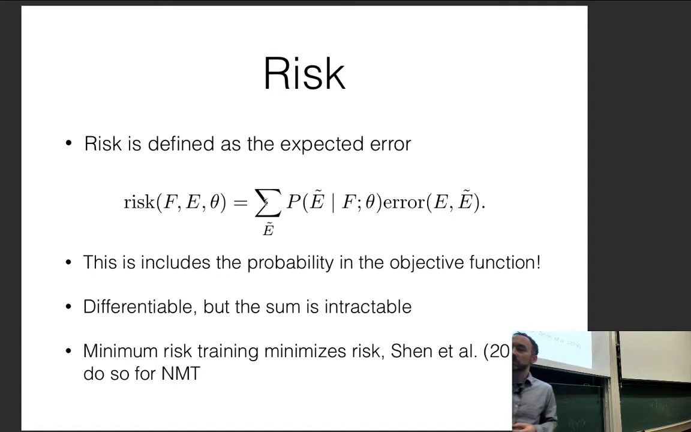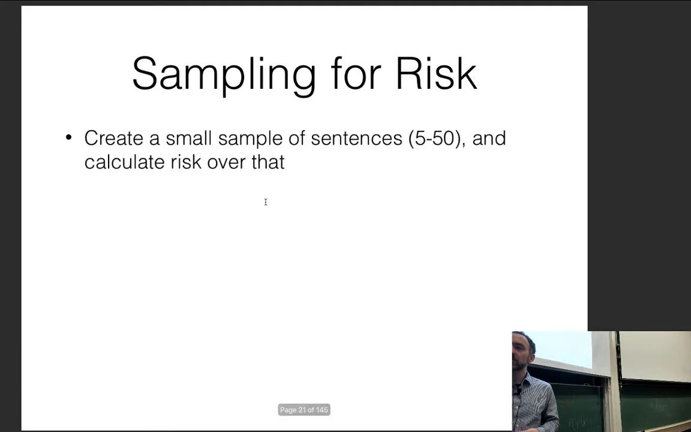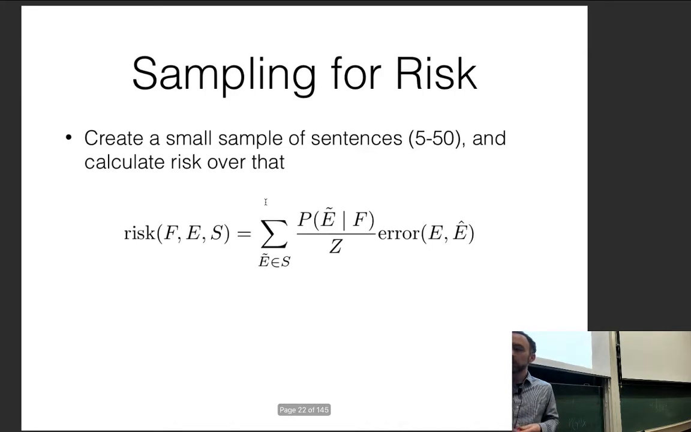So what minimum risk training attempts to do is, instead of attempting to optimize the log probability directly, it attempts to optimize this risk, basically. And the way you do this is you sample a subset of the outputs. So you create a small sample of sentences, 5 to 50 or so. This sounds very familiar from last week, right? Where I was talking about sampling or taking the argmax or something. And you can calculate the risk over that.